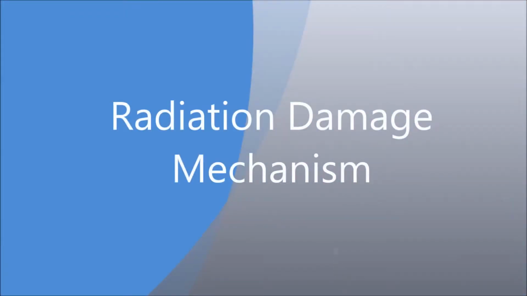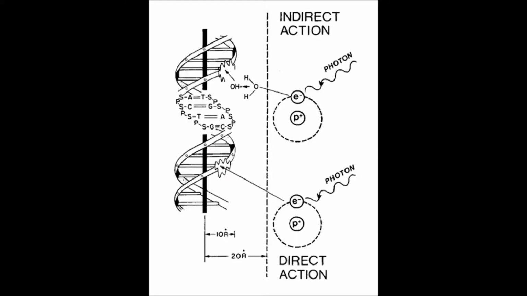There are two types of radiation damage mechanism. First is the direct action. Direct ionization of the DNA molecule, which may result in genetic damage. This results when a photon ionizes the master molecule. The master molecule is destroyed, the cell dies, or is damaged.